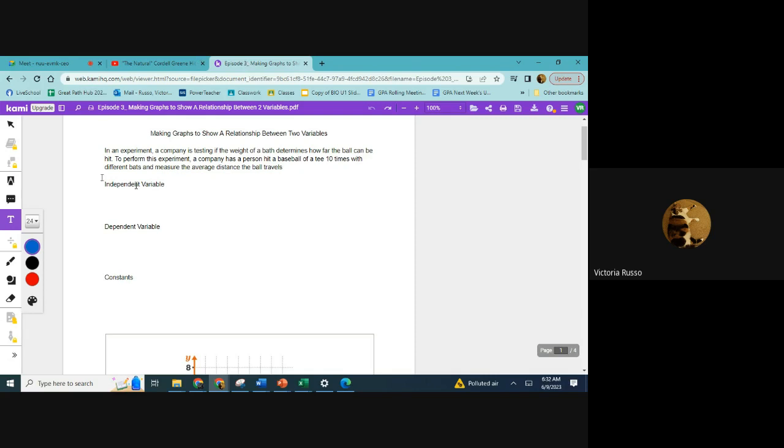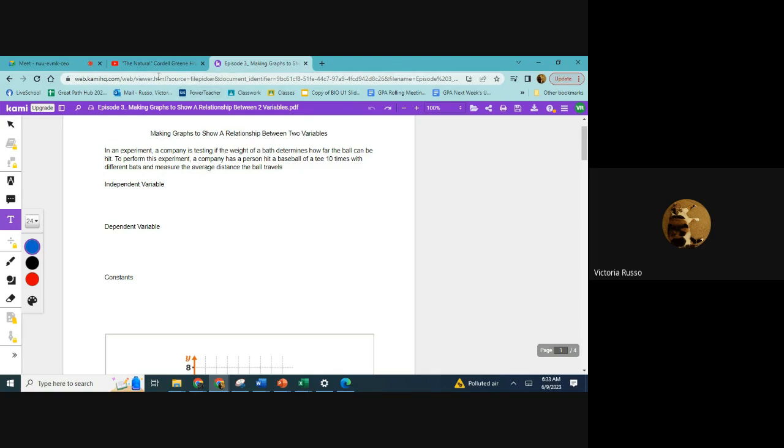So if we take a look at the experiment here, it says in an experiment, a company is testing if the weight of a bat determines how far the ball can be hit. Again, obviously I make typos, so this should not be there. To perform this experiment, a company has a person hit a baseball off a tee 10 times with different bats and measure the average distance the ball travels.